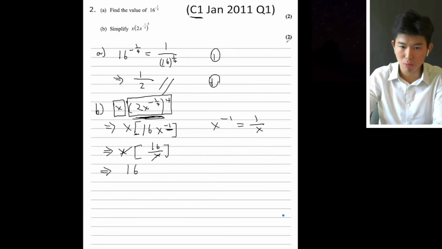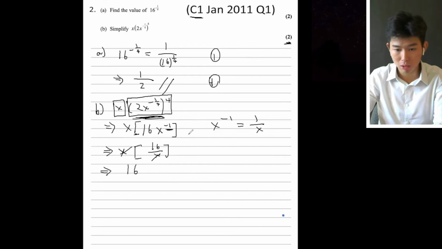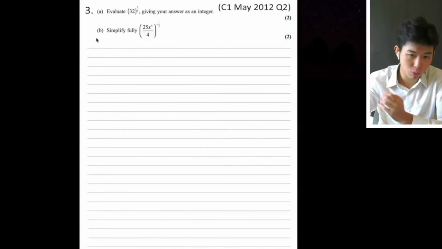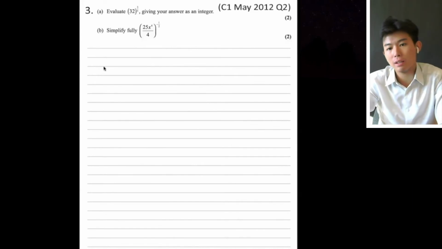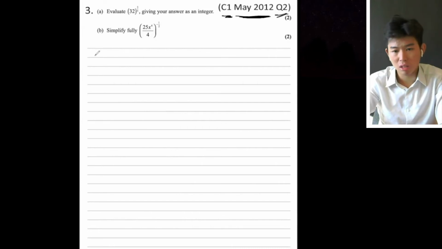And here's 2 marks for the part B. 1 mark for the working step and another mark for the final answer. Okay, let's move on to the next question. This question is also from the C1 module, but the date is May 2012, question 2. Slightly harder, this one, but if you stick with it, then it should be easy.